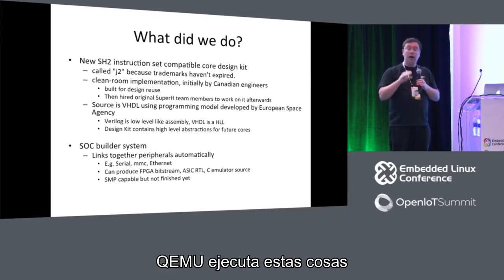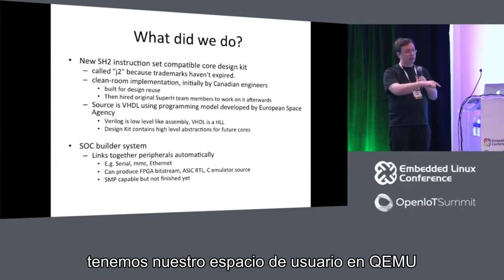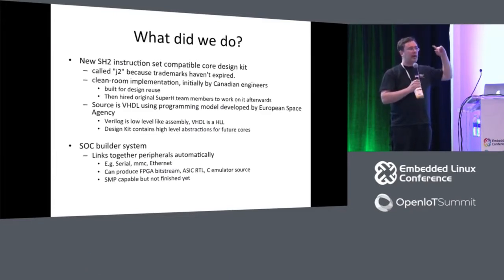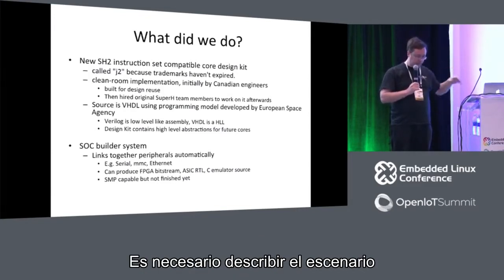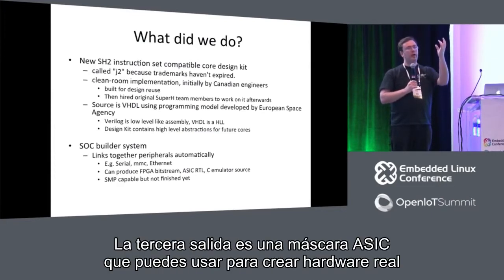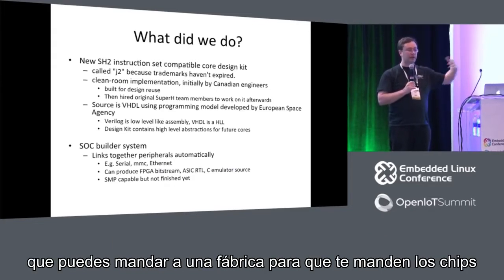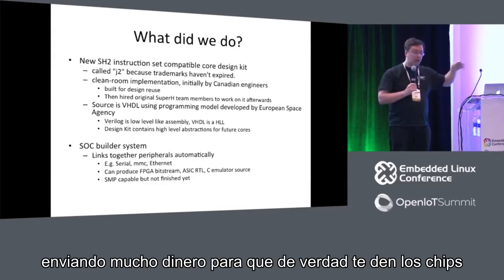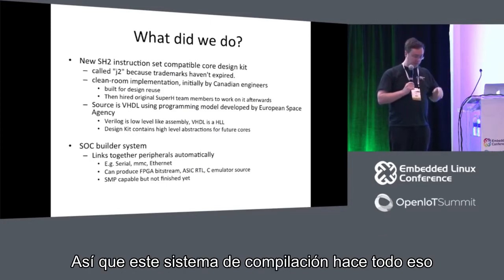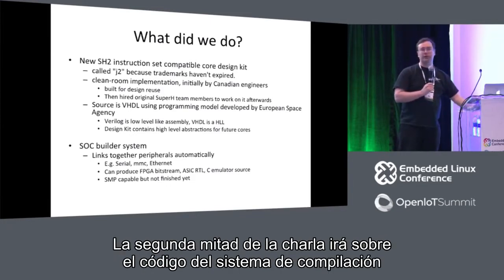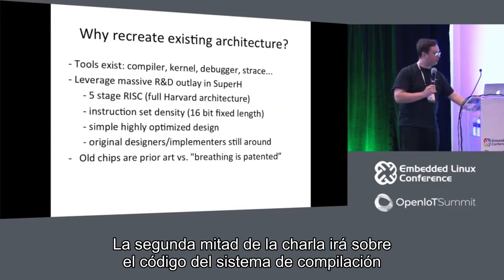Cycle accurate means slow. QEMU does run this stuff. We've got our user space booting under QEMU. We need to modify QEMU to actually be able to boot our kernel images verbatim. We need to describe the board, but that's a to-do item. So those 2 outputs. The third output is an ASIC mask you can use to make real hardware. You can send it to a fab, and a lot of money, and actually get chips back. And the 4th kind is it can produce the data sheets and stuff from the source code. So this build system does all of that, and the second half of this talk is going to walk you through the code and the build system and stuff.